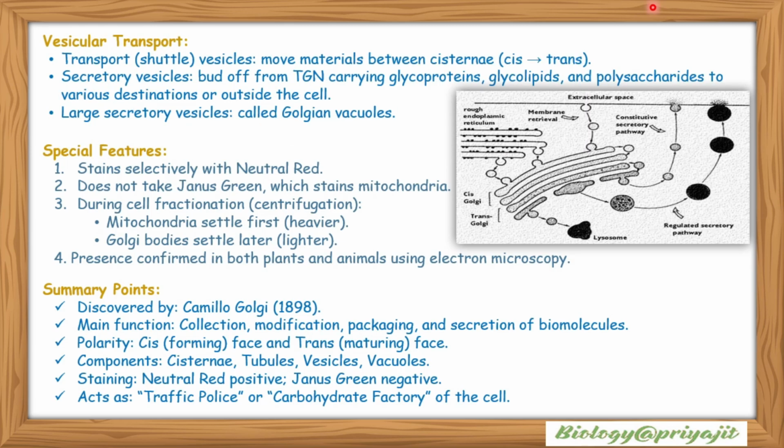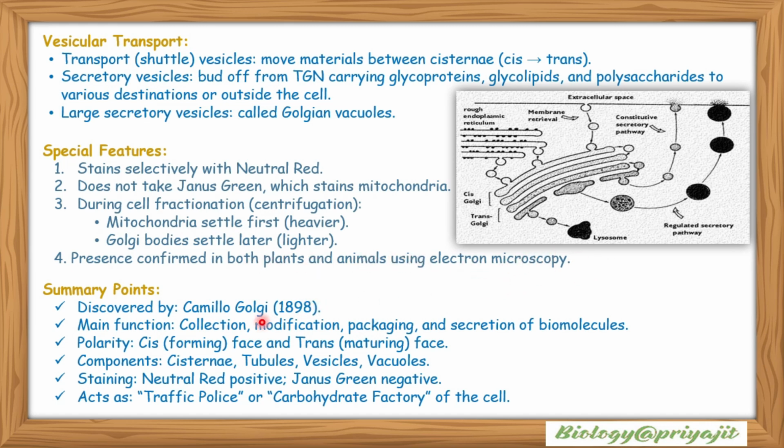Vesicular transport. Transfer vesicles move materials between cisternae, that is, cis to trans face. Secretory vesicles bud from the TGN, or trans-Golgi network, carrying glycoproteins, glycolipids and polysaccharides to various destinations or outside the cell. Large secretory vesicles are called Golgian vacuoles. Special features: they stain selectively with neutral red. They do not take Janus green, which stains mitochondria. During cell fractionation or centrifugation, mitochondria settle fast as they are heavier, but Golgi bodies settle later as they are lighter. So their presence is confirmed in both plants and animals using electron microscopy.